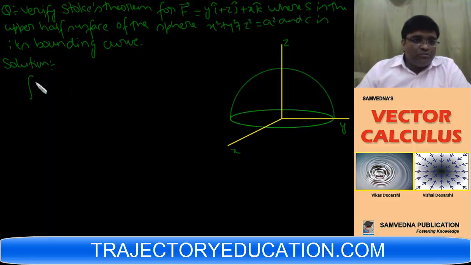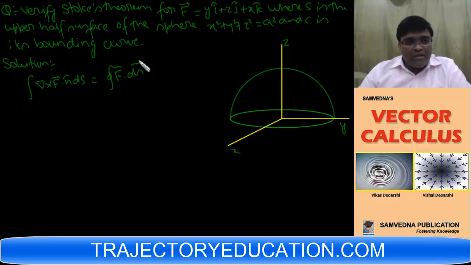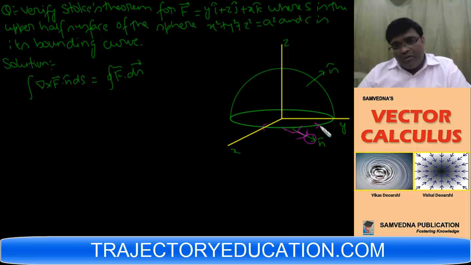So we have to prove that the surface integral of (∇ × F) · n dS equals the line integral of F · dr. Supposing n lies in the outward direction on this surface, can you tell me in which direction an observer with his head in the direction of n should walk so that he sees the whole hemisphere on his left? Obviously he'll walk in this direction.